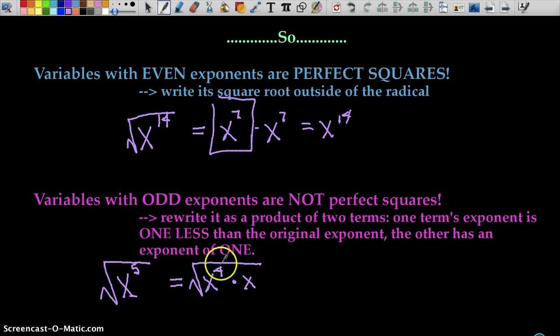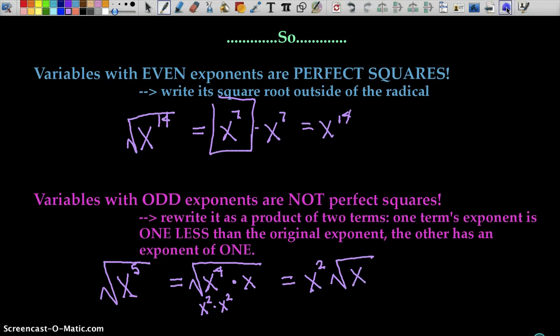Now this is an even exponent, and we know from up here even exponents are perfect squares. So the square root of x to the 4th would be x squared times x squared. That means our x squared we bring outside the radical, and we leave our other x underneath the radical.